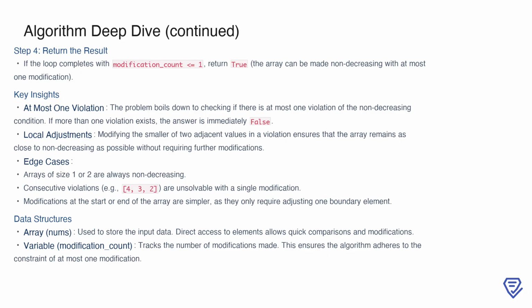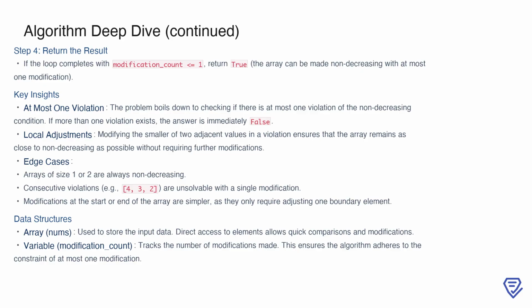Once we have completed the loop, we check the value of modification_count. If the count is 1 or less, we return true, as it means the array was successfully made non-decreasing with at most one modification. The core insight here is recognizing that the problem reduces to identifying and resolving at most one violation. By making local adjustments, we ensure that the array remains as close as possible to non-decreasing without cascading issues further down the array.